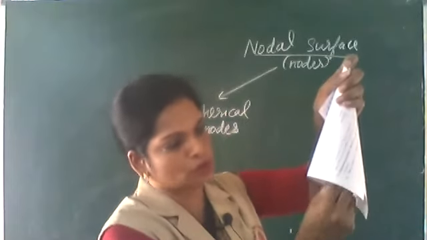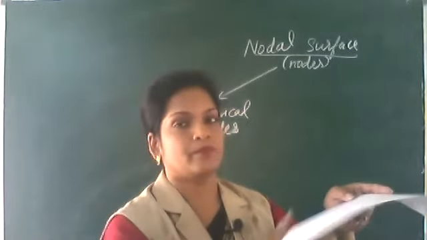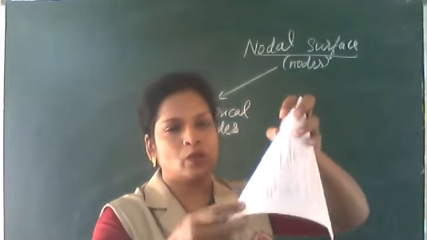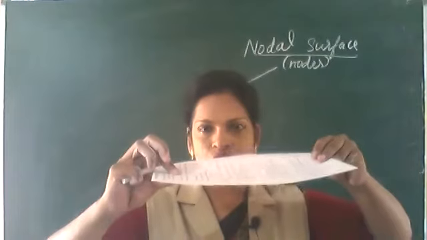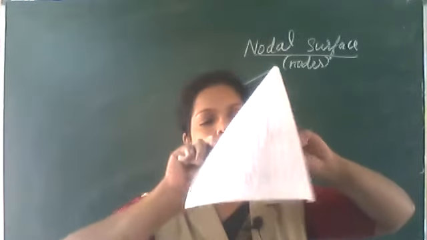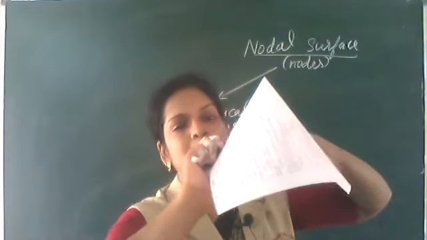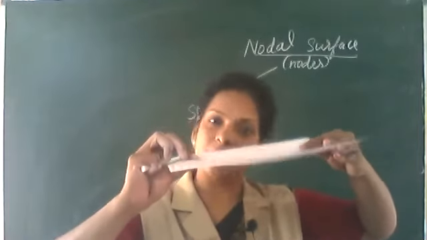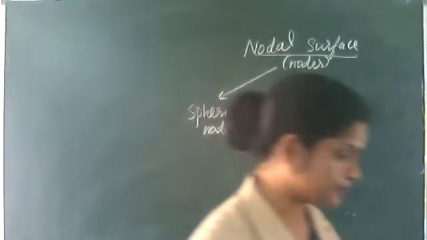On this cone, bigger cone, bigger cone, and it becomes a plane. So planar nodes are also called angular nodes. Inside is the lobe. This is the angular node, same thing, but now it looks like a plane, so we call it a planar node.